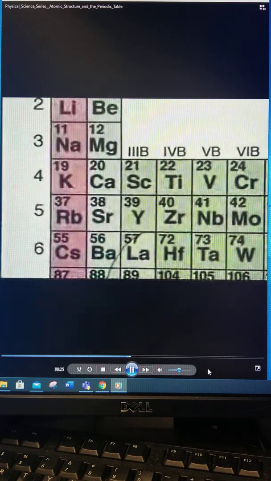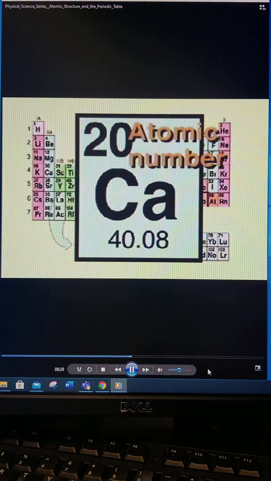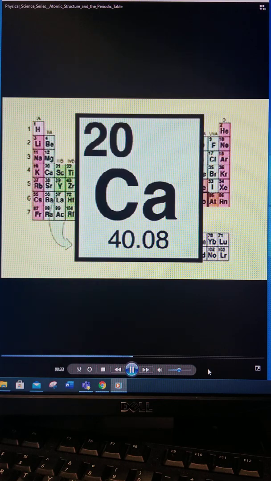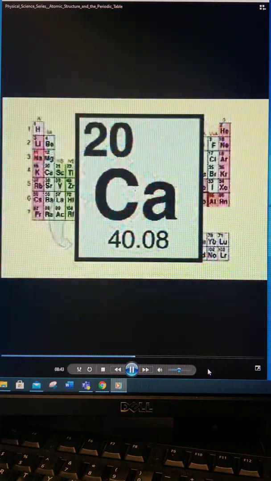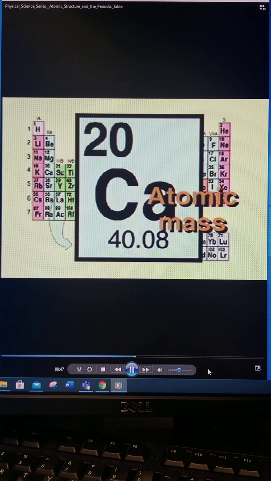On top of the chemical symbol is the atomic number. The atomic number of calcium is 20. Remember that the atomic number is equal to the number of protons. Here you can see 20 protons with a positive charge in the nucleus. Below the chemical symbol for calcium is the atomic mass. Here you can see that the atomic mass of calcium is 40.08 atomic mass units.